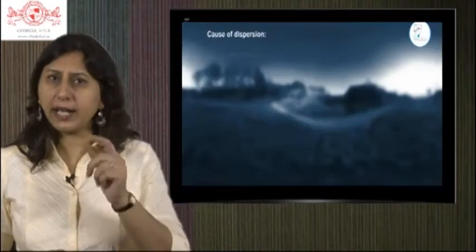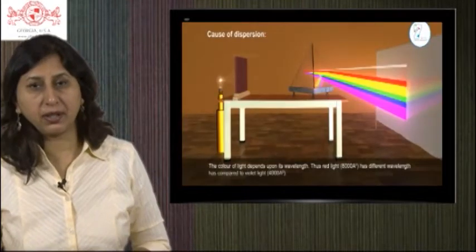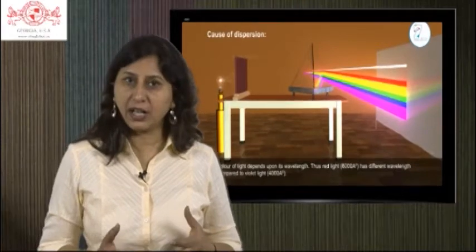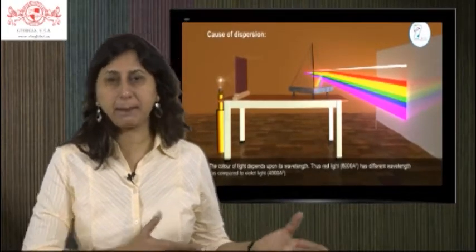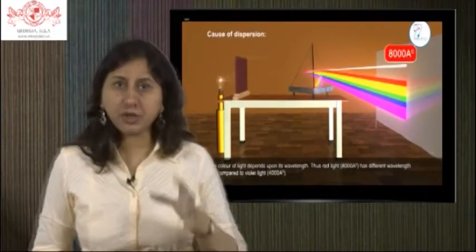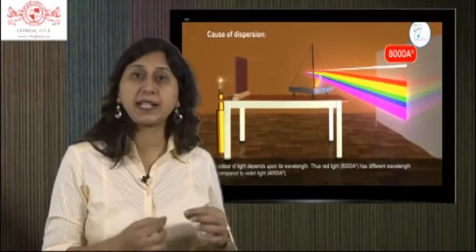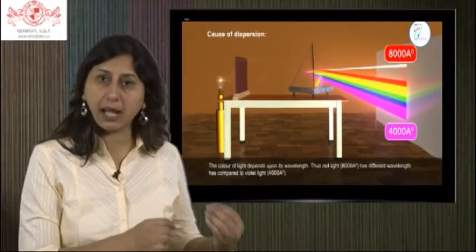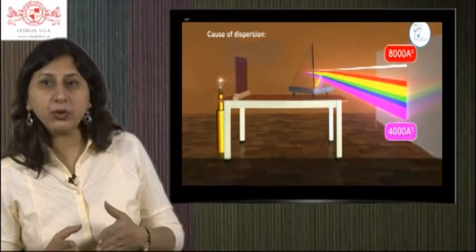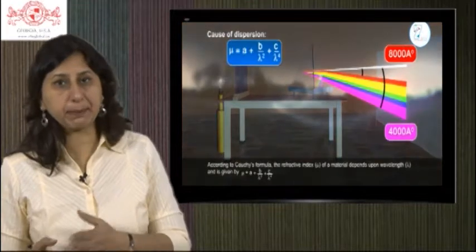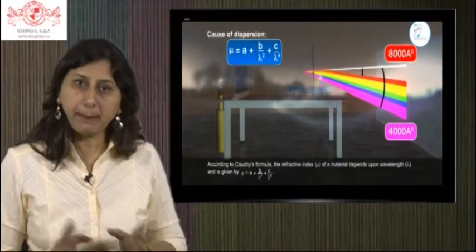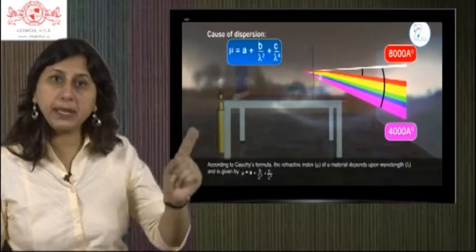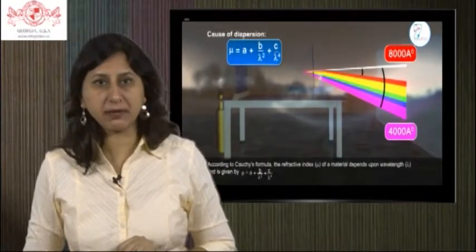Now let us find out the cause of dispersion. The color of light depends upon its wavelength. Thus, red light has a different wavelength compared to violet light. According to Cauchy's formula, the refractive index mu of a material depends upon wavelength lambda and is given by mu equal to a plus b by lambda square plus c by lambda to the power 4, where a, b and c are constants for a material.